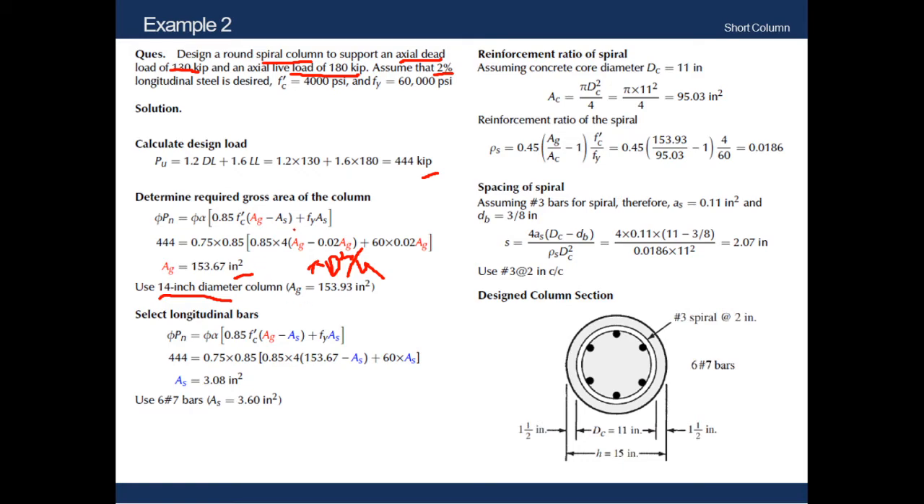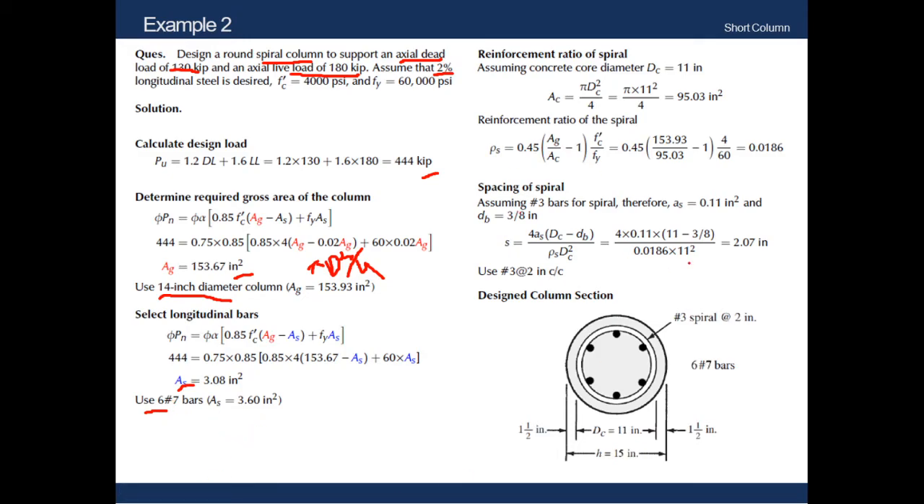So plugging the value of Ag, we will be able to calculate the value of As, the total area of the steel. And now from this total area of the steel we can calculate the total number of bars. Like the previous one, the bars should be number 7 bars, and the total number of bars should be 6. So 6 number 7 bars.